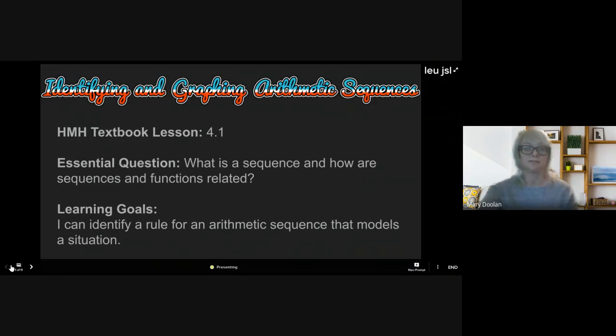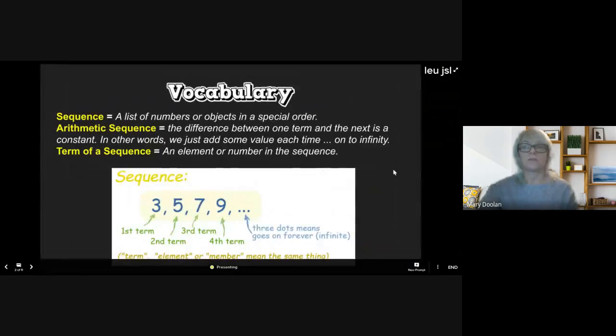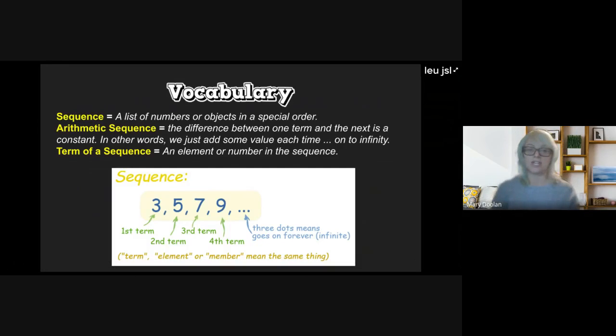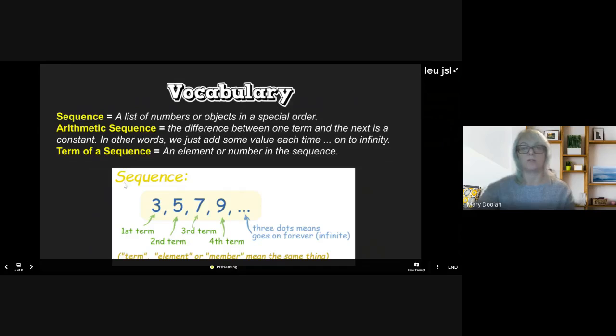All right. So we're going to start with some vocabulary here. These are some new terms that are coming up, such as sequence. All right, and all a sequence is just a list of numbers or objects in a special order. Okay, and you can see there's an example here in this white box. So here's a sequence: 3, 5, 7, 9. Okay, that's an example of a sequence. It's a list of numbers in a special order.